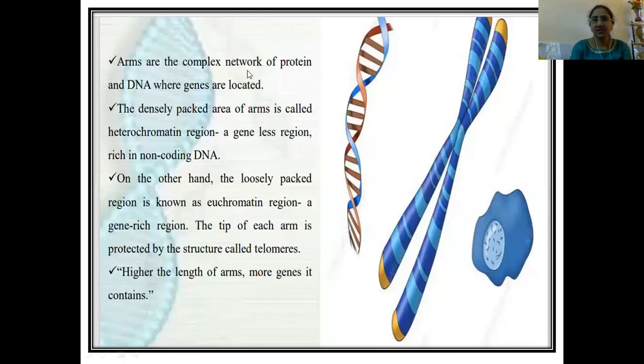So arms are the complex networks of proteins and DNA in which genes are located. The densely packed area of the arms is called heterochromatin. Now another two terms are there, heterochromatin and euchromatin. The heterochromatin region is a gene-less region rich in non-coding DNA. So heterochromatin is a gene-less portion. There is no gene. However, it has non-coding DNA, that is DNA that does not code for any protein. Whereas euchromatin is that region of the chromosomes that contains the genes and that is responsible for coding proteins. That is responsible for protein formation.